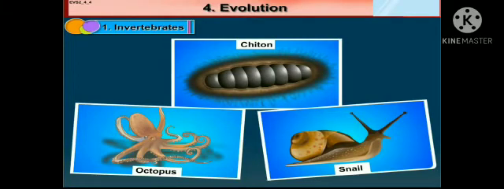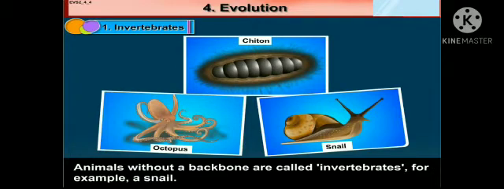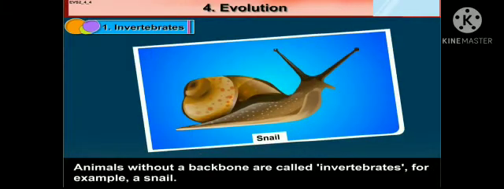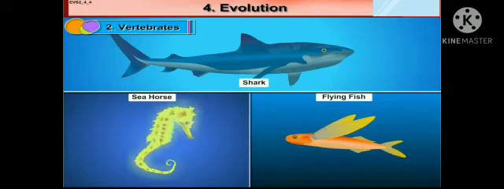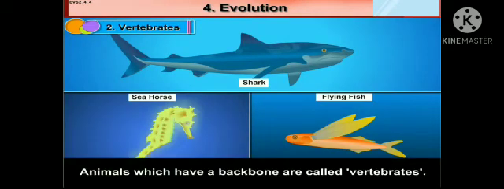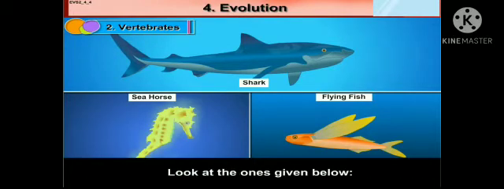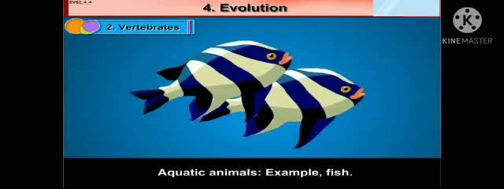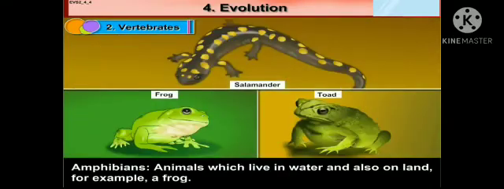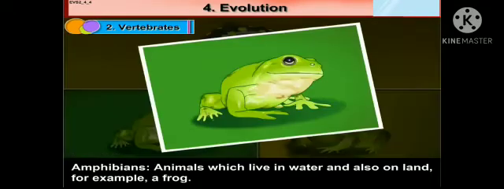Chitin, octopus, snail. Animals without a backbone are called invertebrates. For example, a snail. Vertebrate. What is vertebrate? Let us see. Animals which have a backbone are called vertebrates, like shark, seahorse. Look at the ones given below. For example, aquatic animals, fish, amphibians, animals which live in water and also on land. For example, a frog is known as an amphibian.